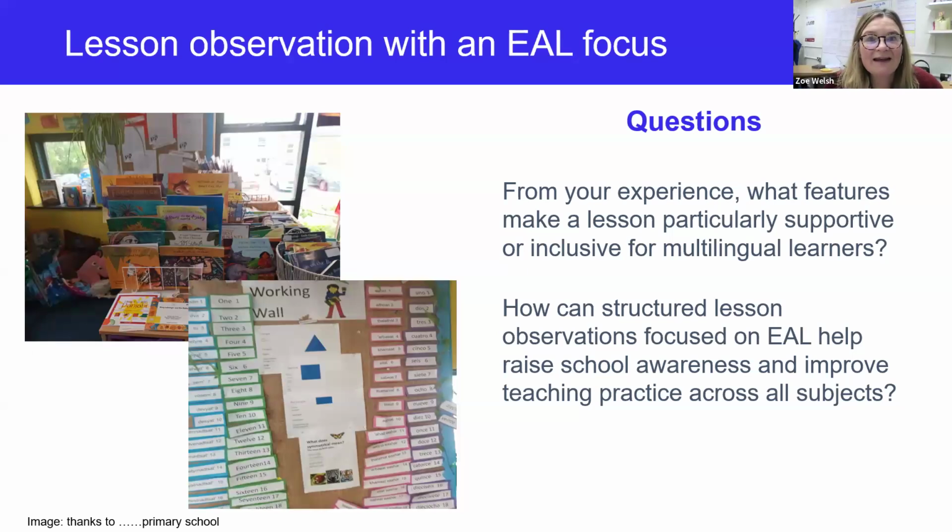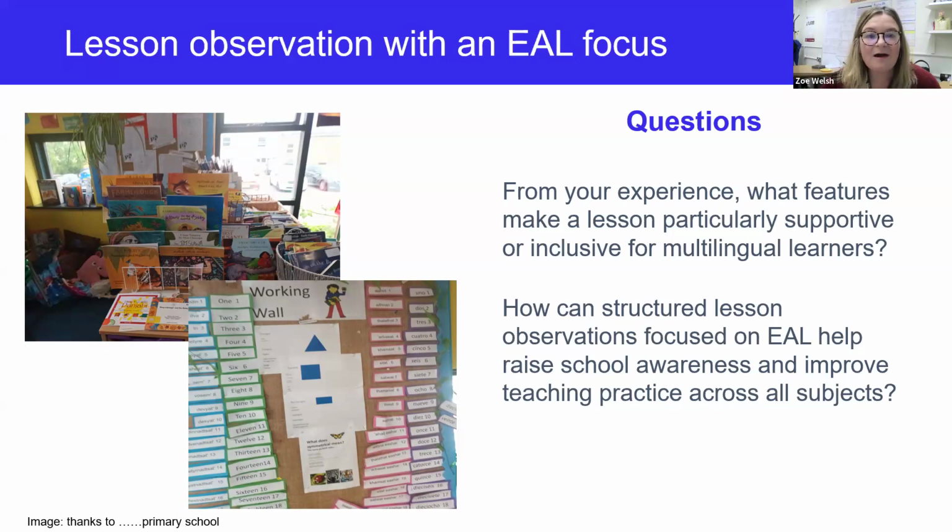So I think lesson observations, whether they are a formal observation or whether they're a learning walk, can really open up. It's so much easier to learn a new way of doing something by seeing somebody do it than it is to kind of read about it. It just makes such a difference.